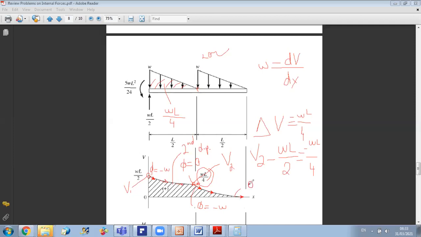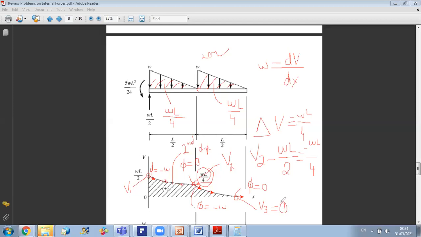Why? Because the variation in shear is equal to the area under the omega curve. You can see here that since omega is down, I have a negative value of the area. That is, I will do minus the area, and the area is positive, but I will go minus A. So the area here is omega L over 4. Then I can say that delta V is minus omega L over 4. And since V at 2 was omega L over 4, then V at point 3 will be equal to omega L over 4 minus omega L over 4. It will give me 0.